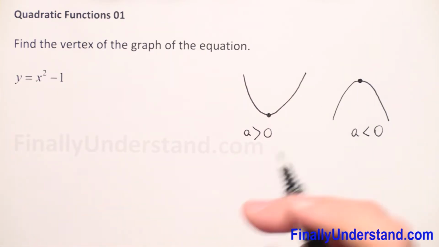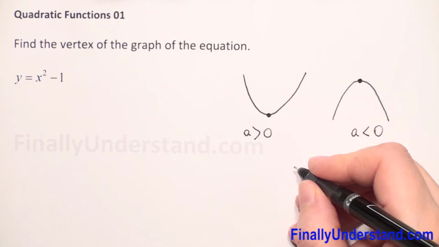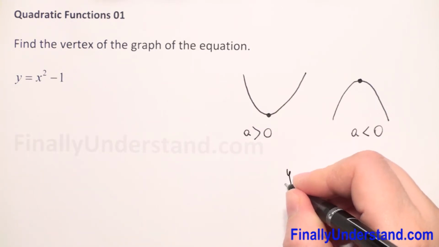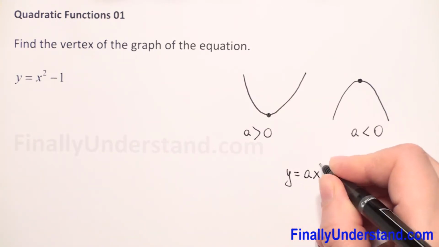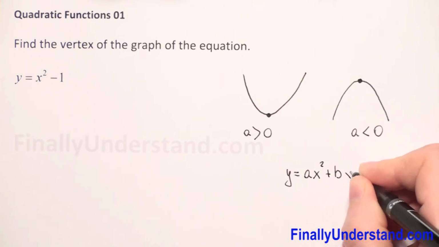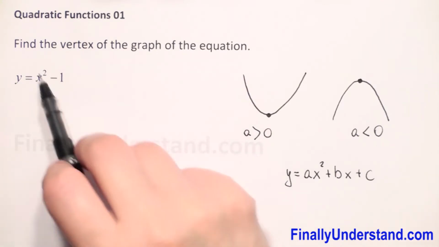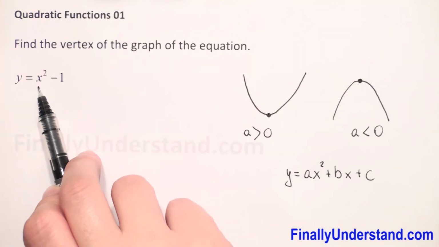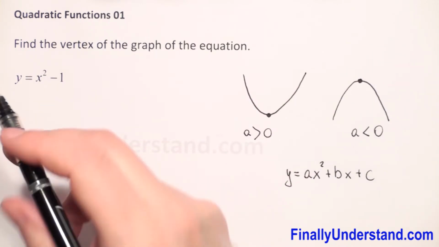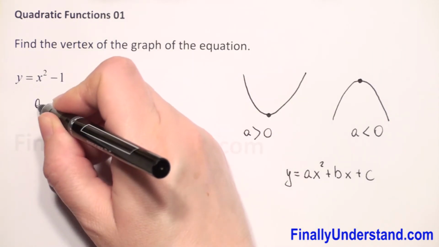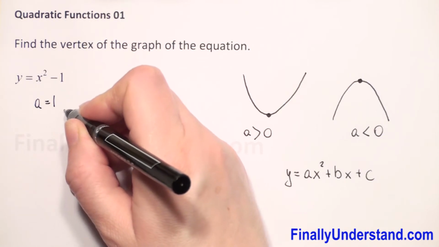So let me remind you of the general form of a quadratic function. This is y equals a x squared plus bx plus c. A is the coefficient before x squared, b is the coefficient before x, and c is the constant. In our example, we don't have a coefficient before x squared. It means it is an invisible 1. So a is equal to 1.